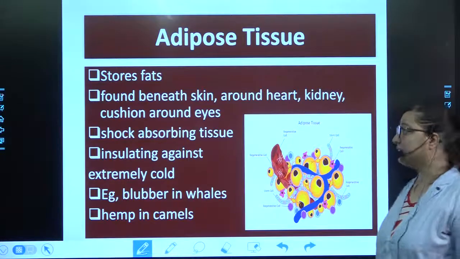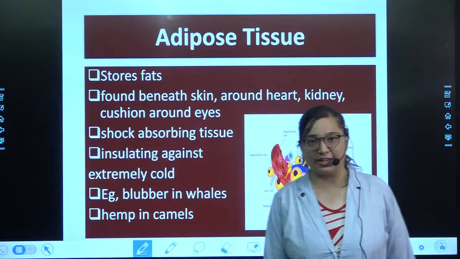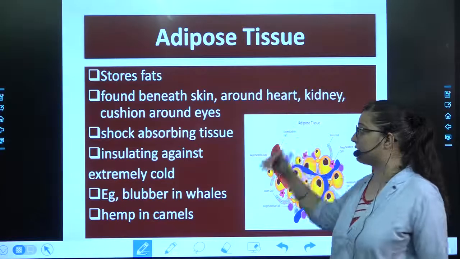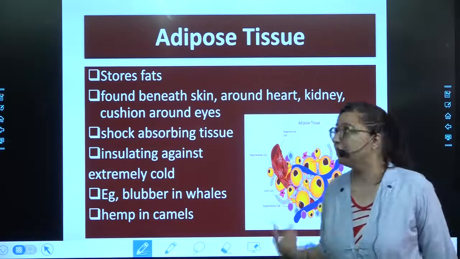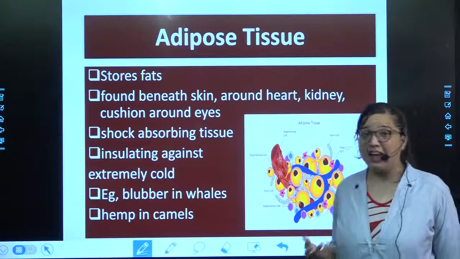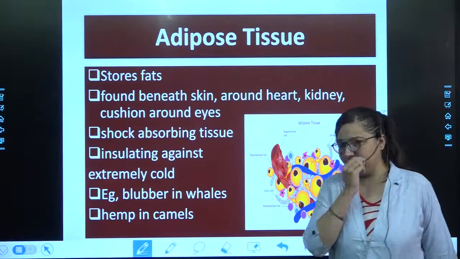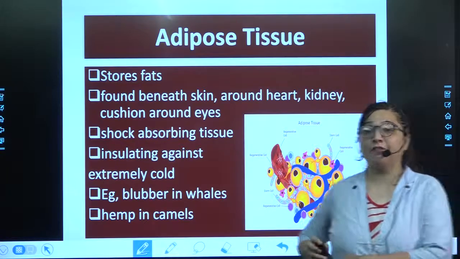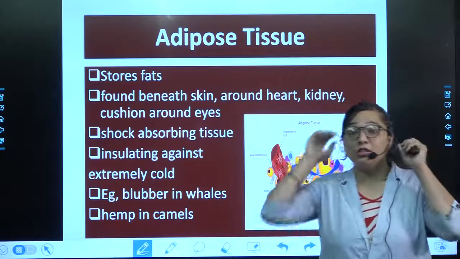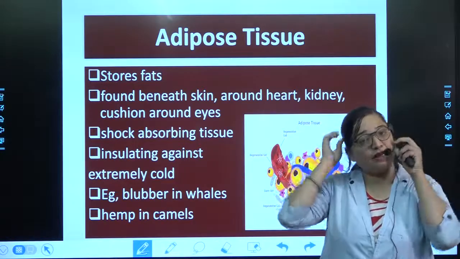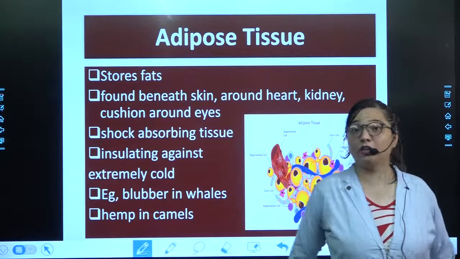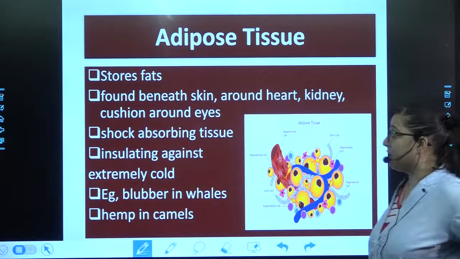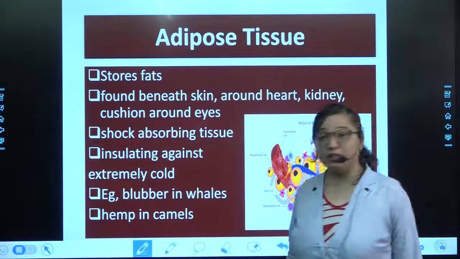Adipose tissue. It is the tissue which is storing fat beneath the skin. Where it is found, it is found beneath the skin, then around the heart, and so only it is stated that if you are eating more oily food, then it will affect your heart. Why? Because which tissue is there beside the heart? It is adipose tissue. What it will do? It will store fat around the heart, near the kidney, and in the cushion around the eyes.